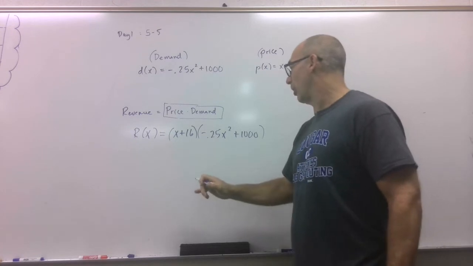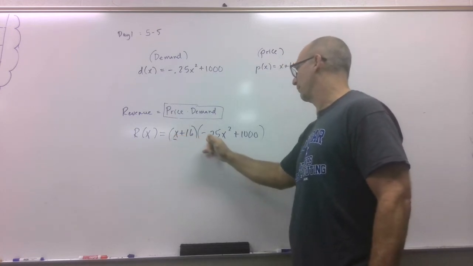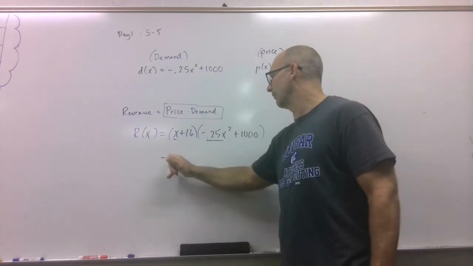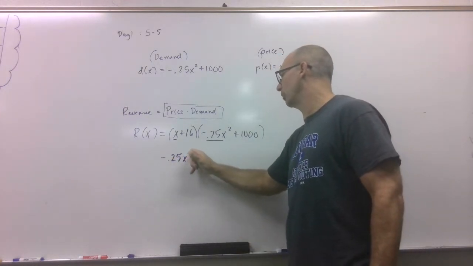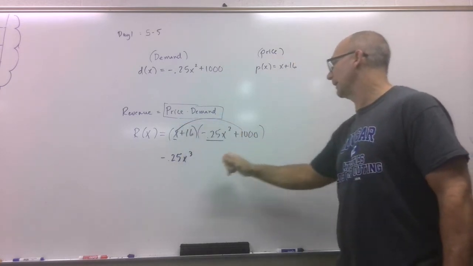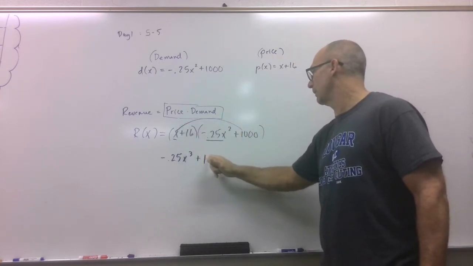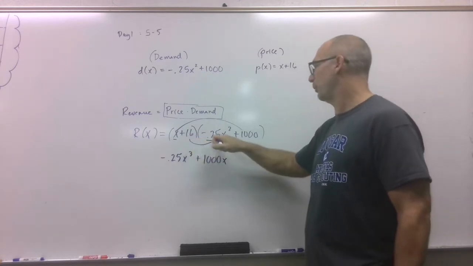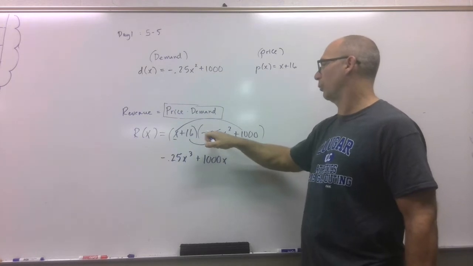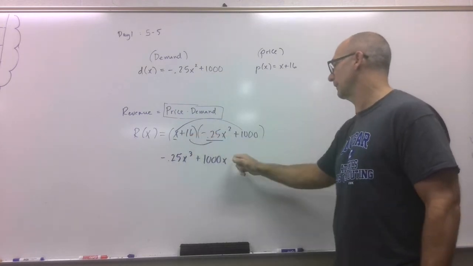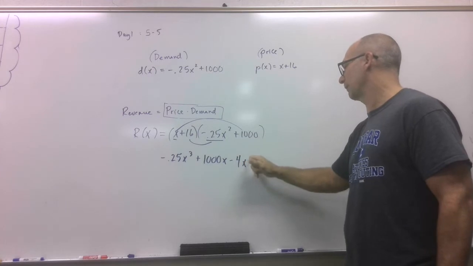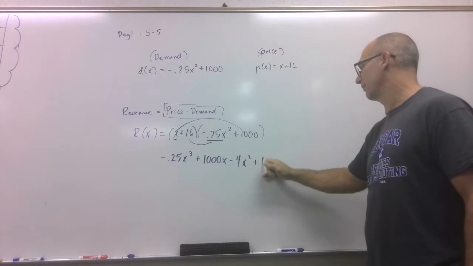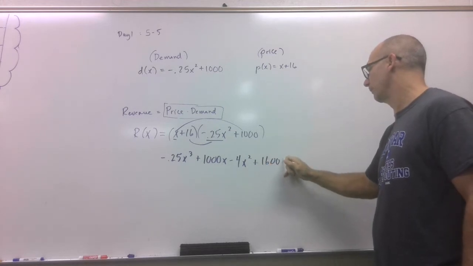FOIL. So x times negative 0.25 x squared, that'd be negative 0.25 x cubed. Now we're going to go outside, so that's plus 1,000x. Inside, I know 0.25 is the same thing as 1/4, so 1/4 of 16 is 4, but there's a negative. So minus 4x squared, and then 16 times 1,000 would just be plus 16,000.